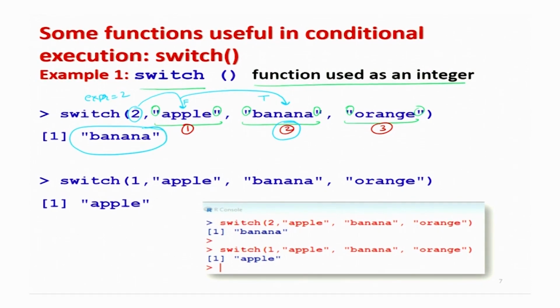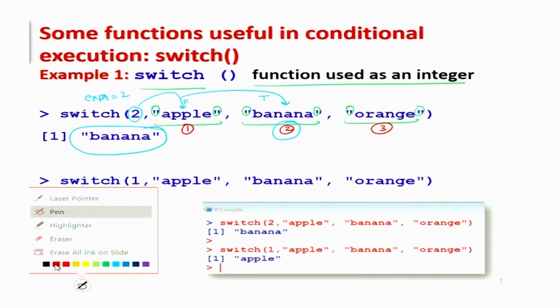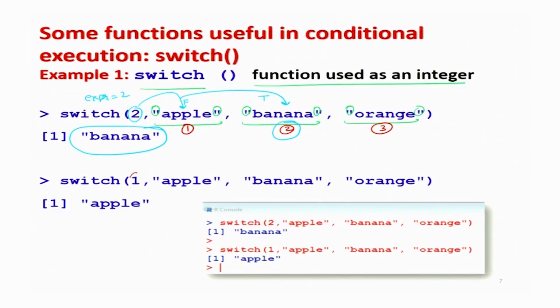So, you can see you have used an integer 2 and it is matched to the value which is present at the second position. Similarly, if you repeat this experiment and write 1, then obviously whatever is written at place number 1, which is apple, will come as an outcome, right.